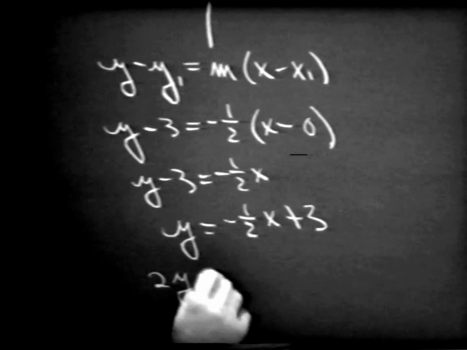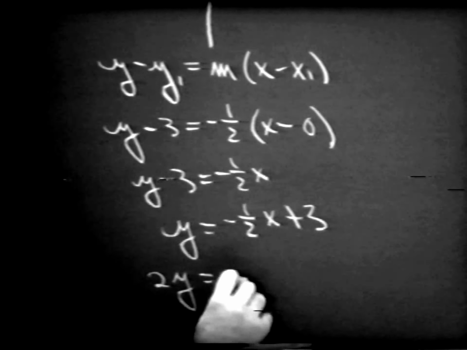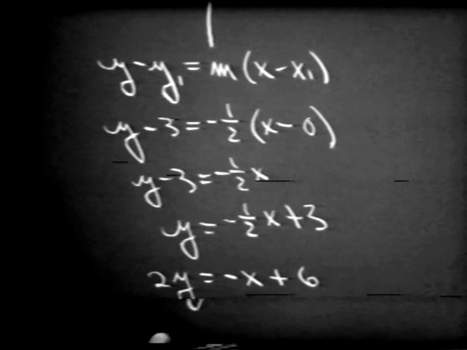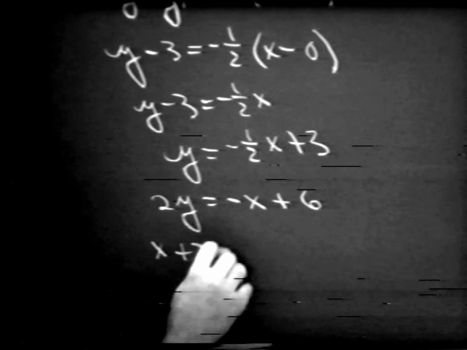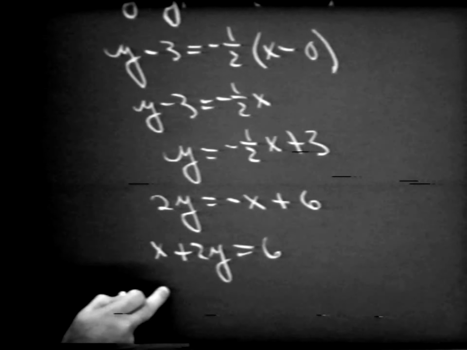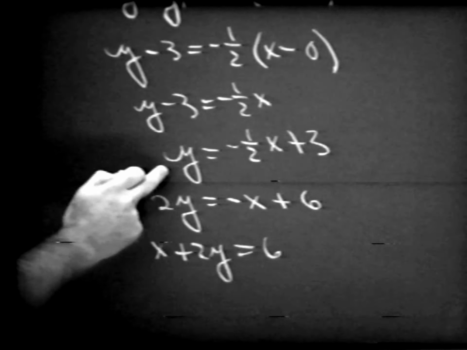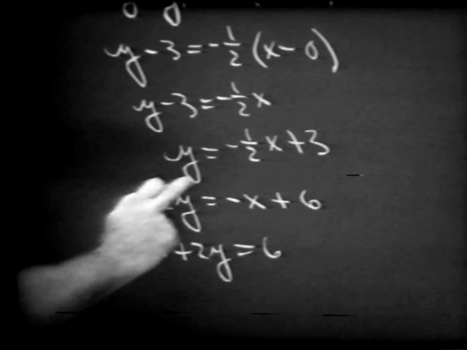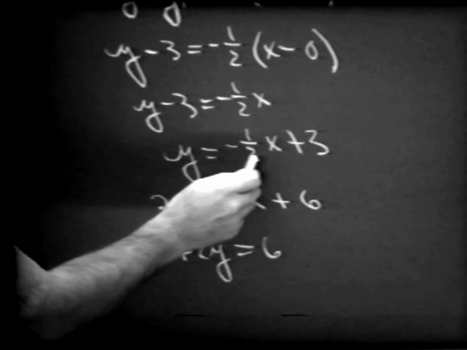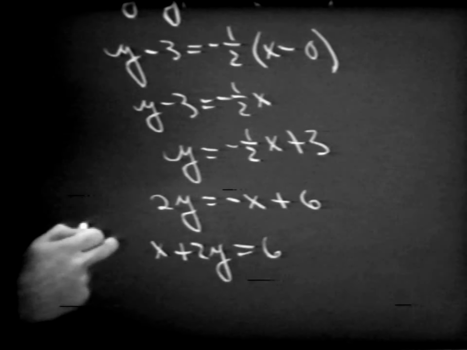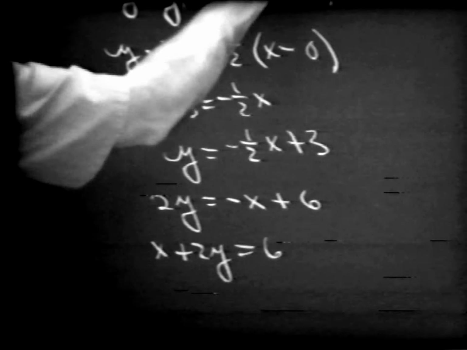We have there 2y then is equal to what? The opposite of x plus what number? Plus 6. And then we may write this as x plus 2y then is equal to 6. It's in our general form. Well, this pattern that we have right here of y is equal to negative 1/2 x plus 3 turns out to be quite important, because notice that this number, negative 1/2, is what number? That's the slope of our given line.